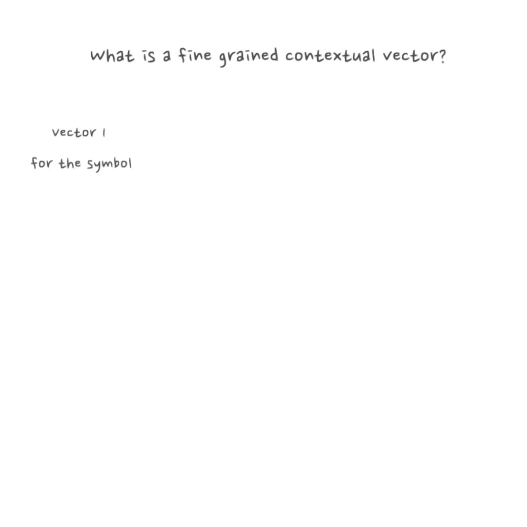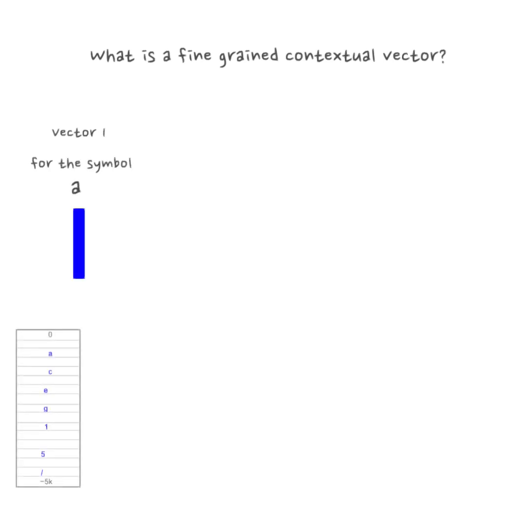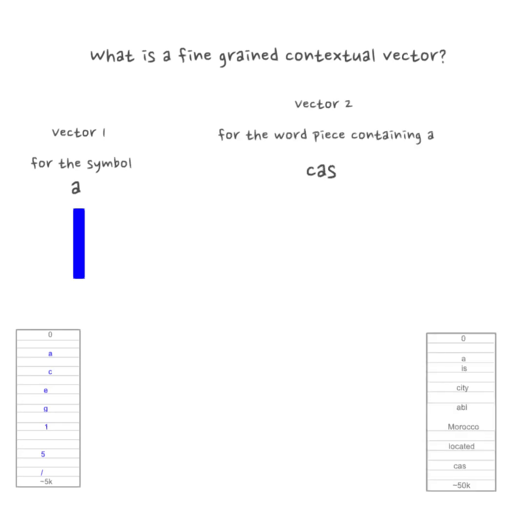Let's say vector 1 is the learned vector for the symbol A. This learned vector captures all the context the symbol A occurs in. Let's assume this vector belongs to a vocabulary of just individual symbols. Vector 2, on the other hand, belongs to another vocabulary made up of both symbols and tokens. Vector 2 captures all the context the symbol A occurs in a token with other symbols, C and S. And vector 3, also from the same vocabulary as vector 2, captures all the context that A occurs with the symbols B and L.